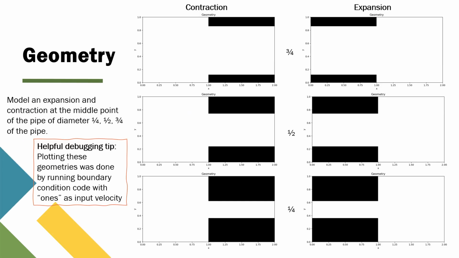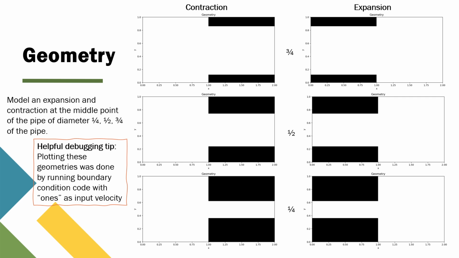Okay, so here are the geometries that I intended to model. It is 6 total, so 3 for each contraction and expansion. And then the idea was I wanted to be able to dynamically modify what size expansion and contraction I had. And the 3 that I chose were 3/4, a half, and a fourth of the original diameter, which is normalized to 1 of the pipes.